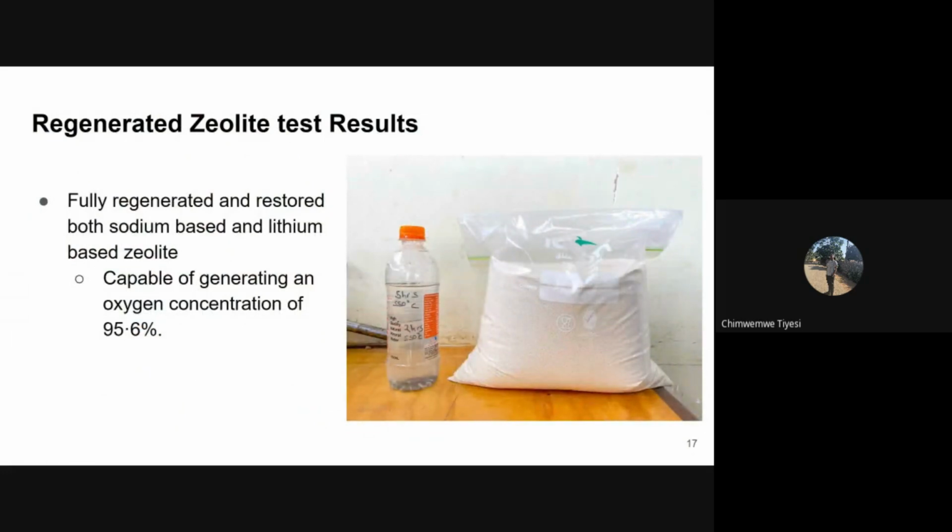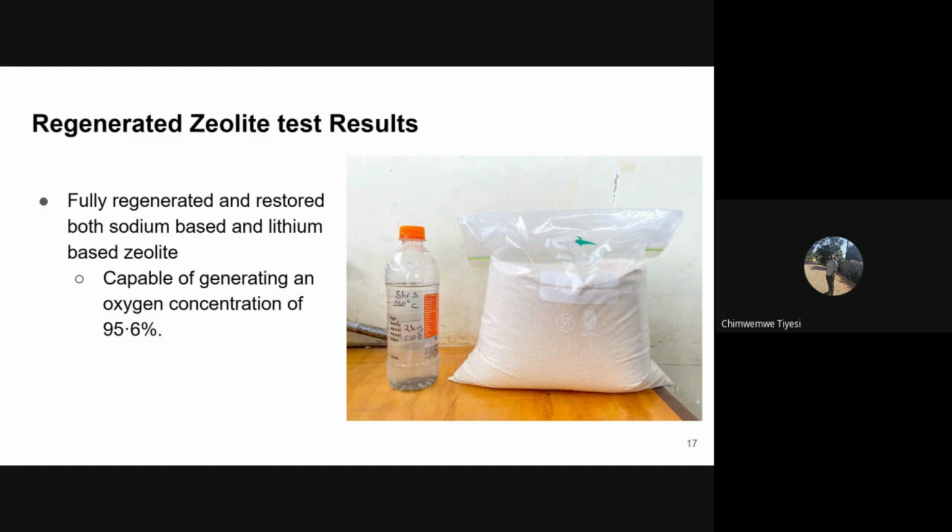So now I want to talk about the results of the regenerated zeolite. We are able to fully regenerate zeolite to a level where it is capable of generating oxygen concentration of 95.6% at a rated flow rate when reinstalled into a functional oxygen concentrator. I also want to mention here that we have focused on achieving regeneration within a few hours so as to make the process convenient for biomedical engineers repairing oxygen concentrators.